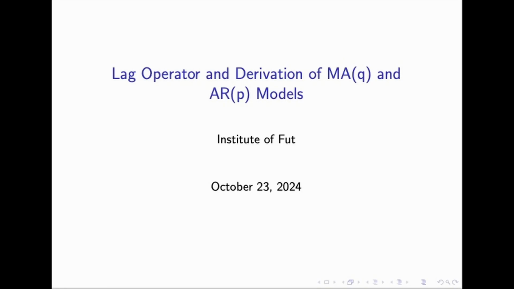Good day, everyone. Today, we are going to dive into a fundamental concept in time series analysis, the lag operator, and its role in dividing two components, MA(q) and AR(p) models. Together, these are the building blocks of more complex time series models, such as ARMA models. The goal today is to understand how these models are constructed and how they can help us analyze time-dependent data more efficiently. Let's begin by first understanding a lag operator.